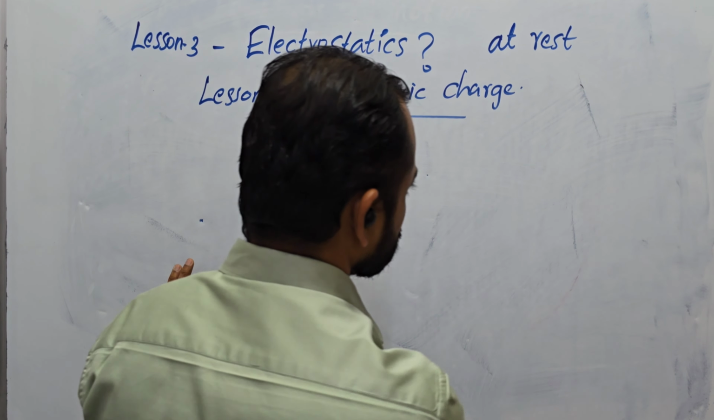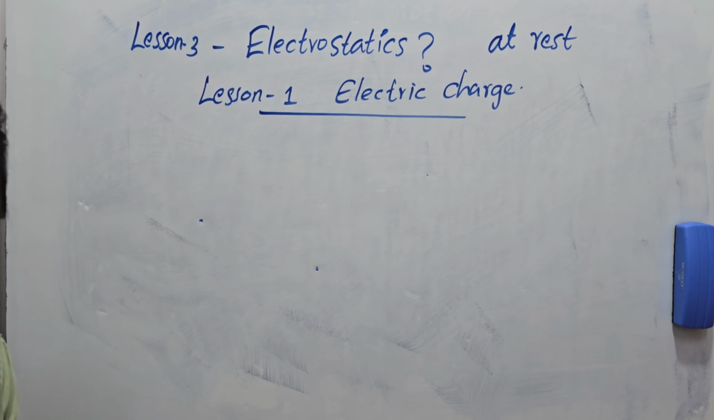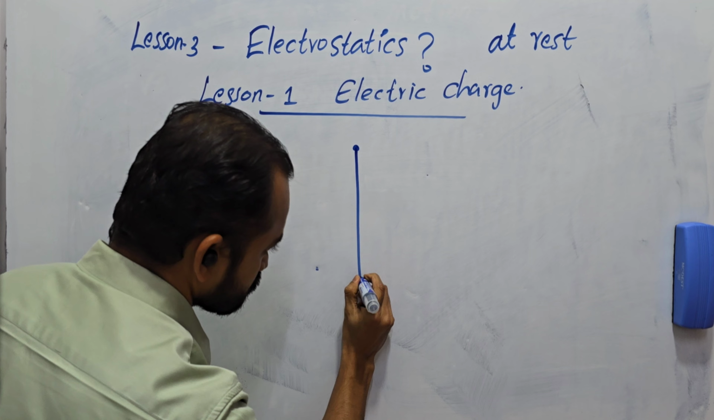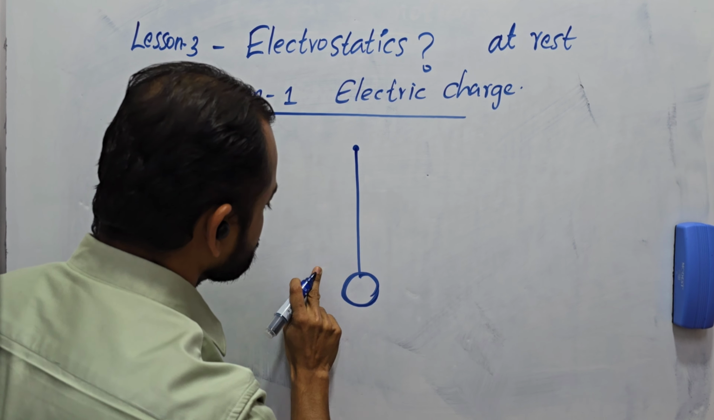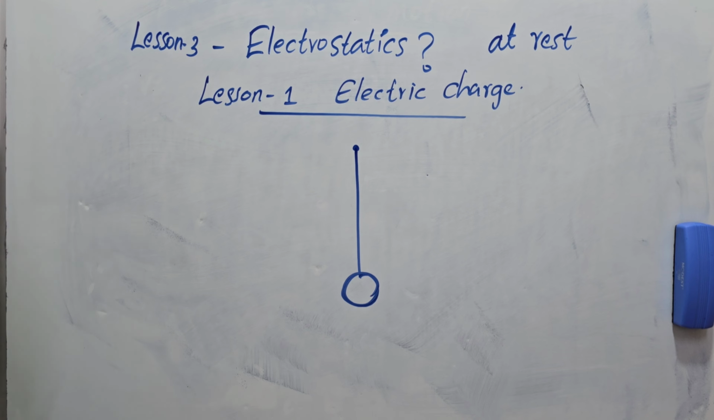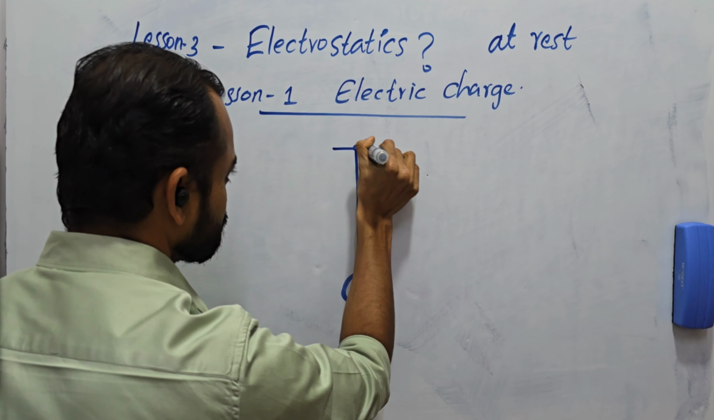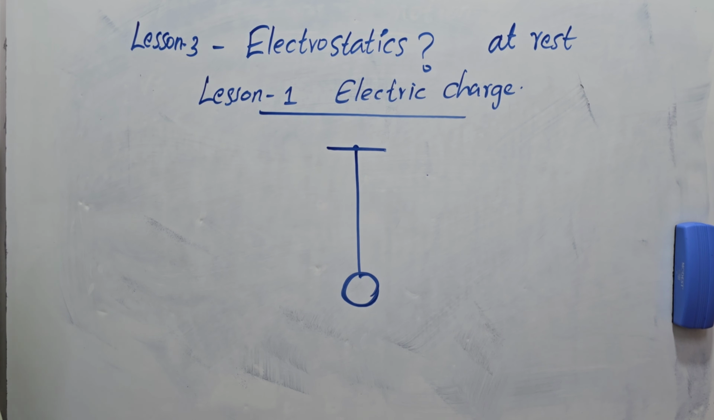Neutral, charged positively or charged negatively, right? For example, this is a pith ball. We don't know whether it is neutral, positively charged, or negatively charged. We do not know that. So how to know? How to identify the charge? Yara, can you explain?